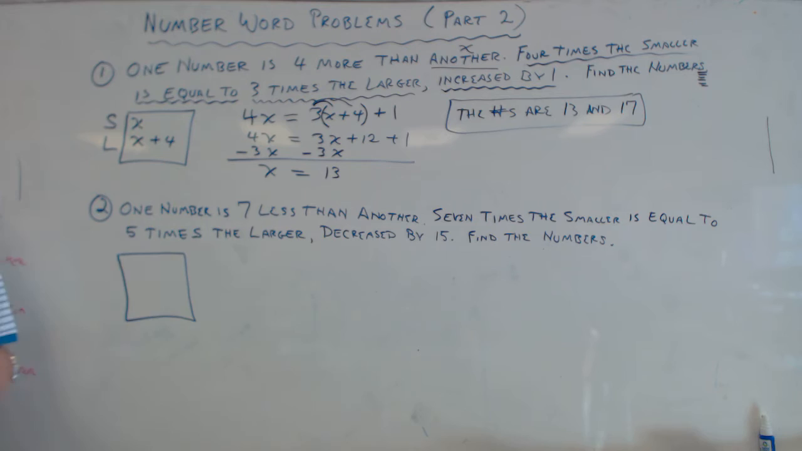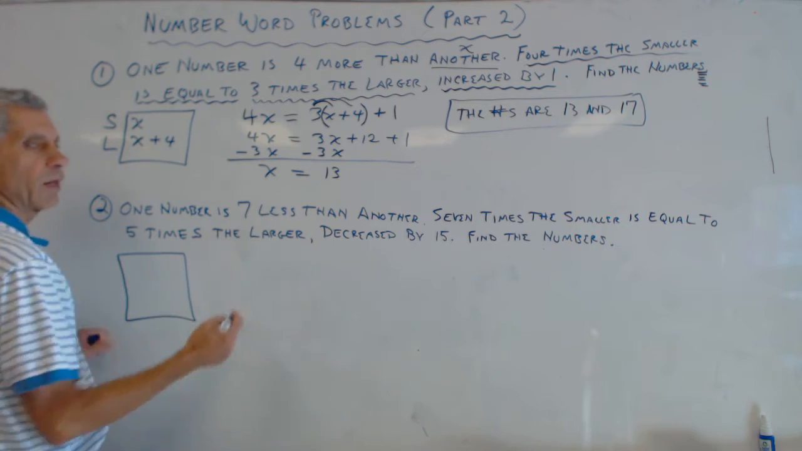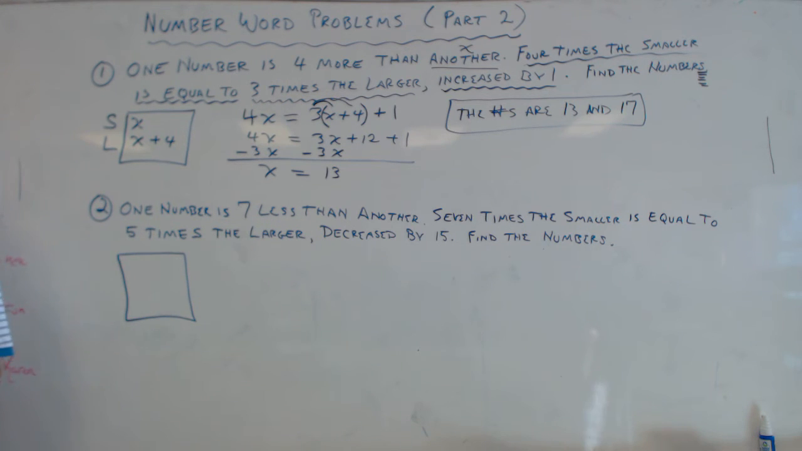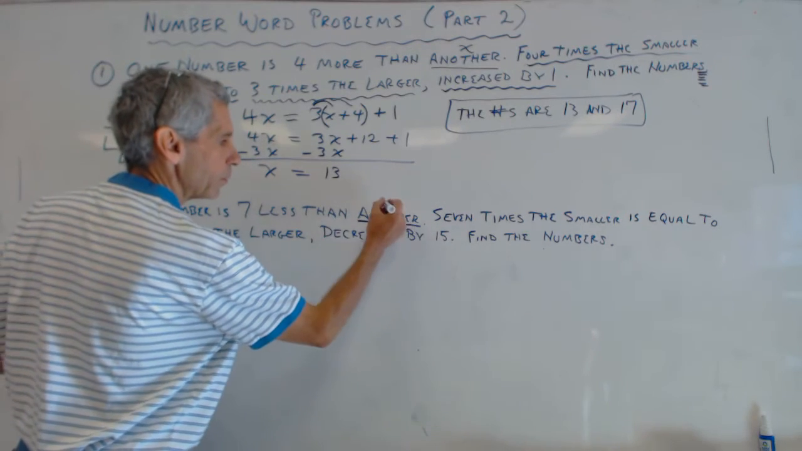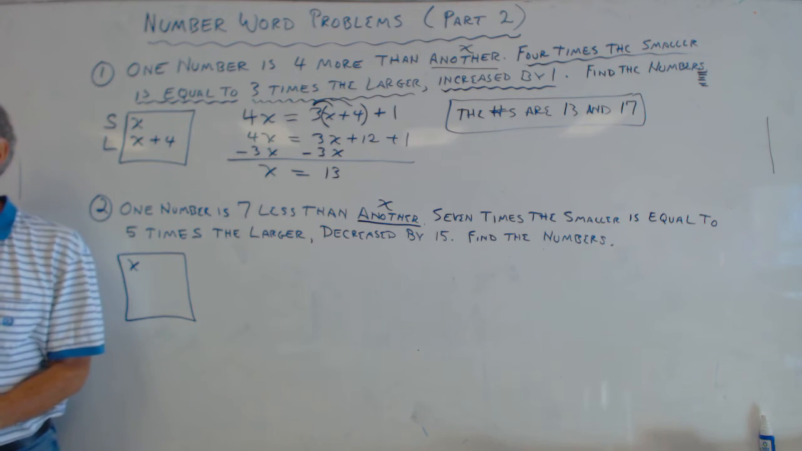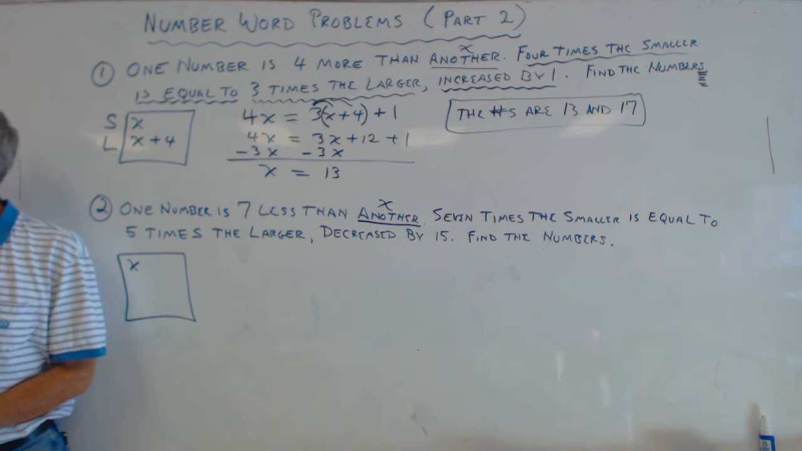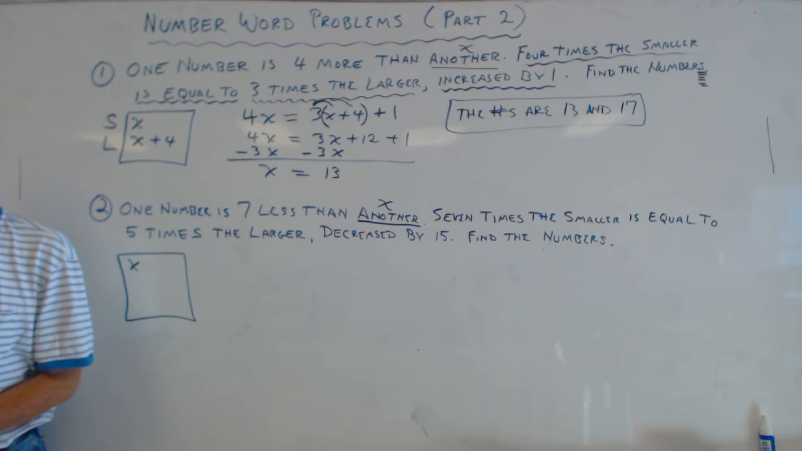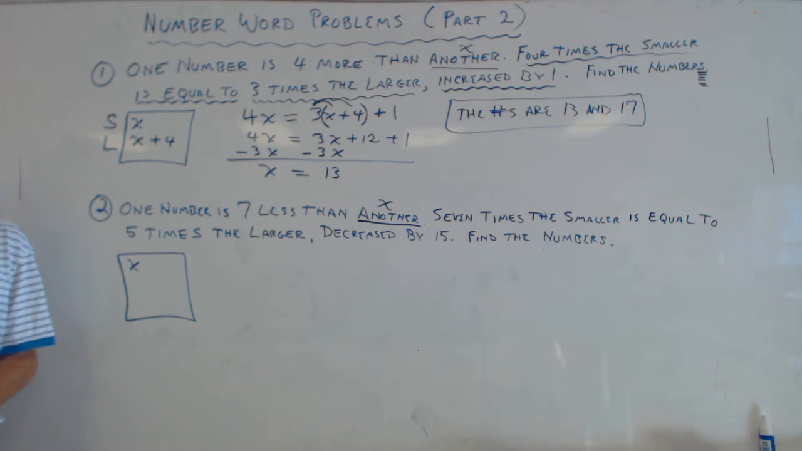All right, so what am I going to put in my table? Top left, what's the first thing I'm going to do? I'm going to underline something and put an X over it. I'm going to underline another and put an X over it. So my first number is X. My second number is 7 less than X. Why wouldn't it be 7 minus X? You have to have the another first, right? And then you take 7 away from it. So it's got to be X minus 7.